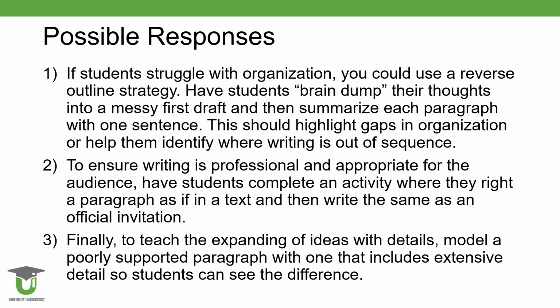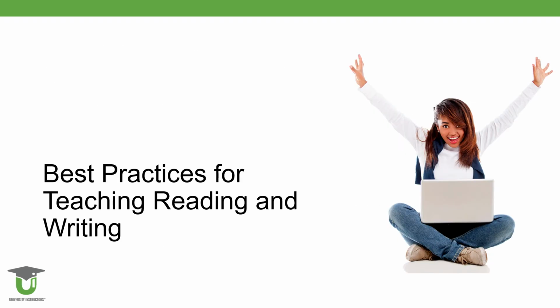You could use a reverse outline strategy to address the lack of organization students exhibit. This hopefully would allow them to see where their writing is out of sequence or illogical. An activity on audience can help with the informal text message language by having them write the same information as a text, and again, as if a formal invitation. Finally, using more detail is always a challenge with students, so continuing to model good writing is essential to building writing skills.